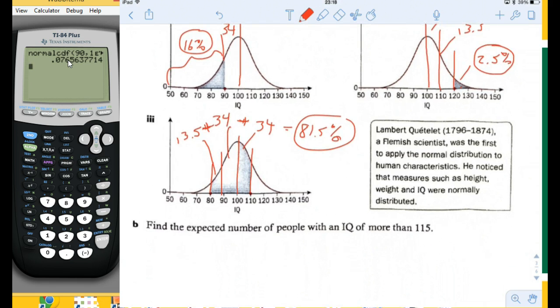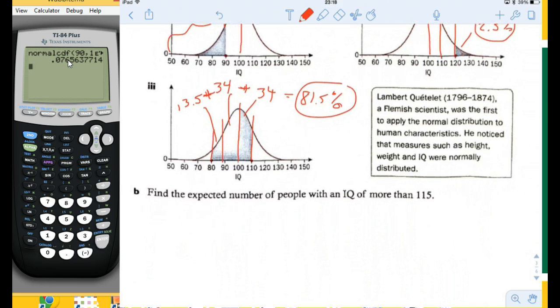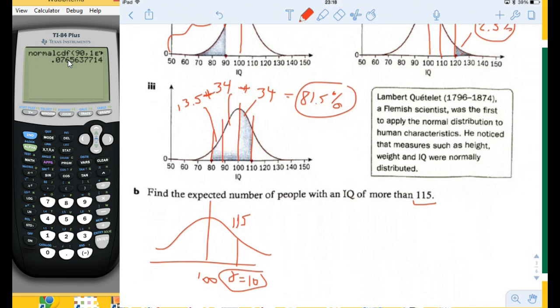Find the expected number of people with an IQ of more than 115. Now this is hard because we didn't figure out the percentage for this yet. So let's do that. So the mean is 100. The standard deviation is 10, right? And then they want from 115, which is right here, and they want to the right, right? Because this is more than 115.